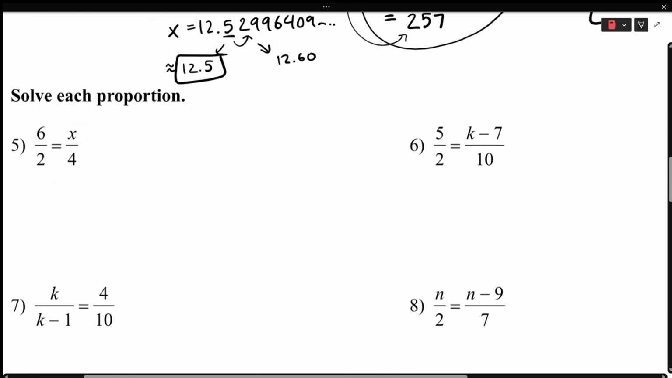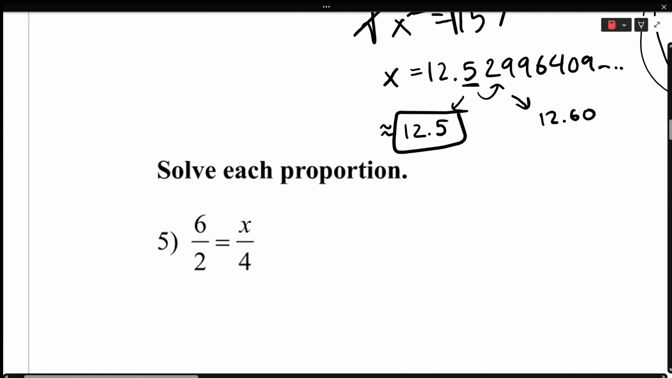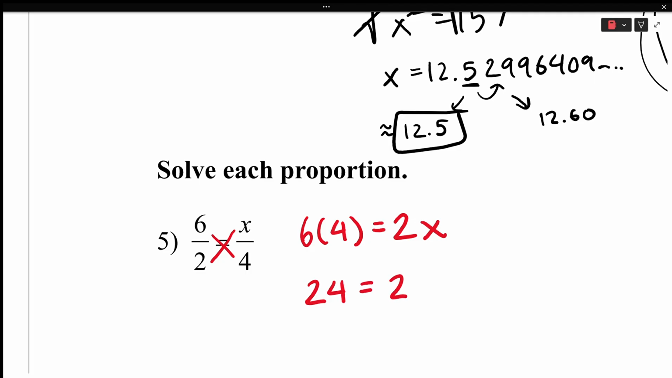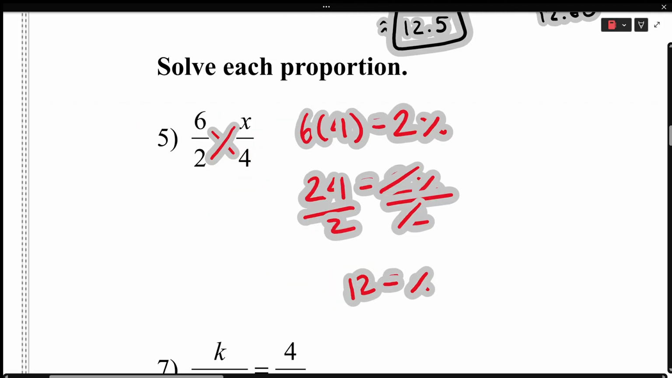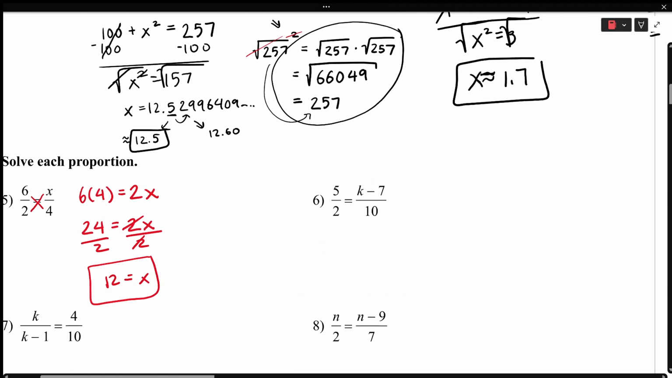These proportions, you should know how to do these. They're very straightforward. All you have to do when you have two fractions equal to each other like that, you just cross multiply. You get 6 times 4 equals 2 times x. 6 times 4 is 24. And then just divide both sides by 2. Okay, x equals 12. Oops, sorry, I don't know why it's moving like that. There you go.